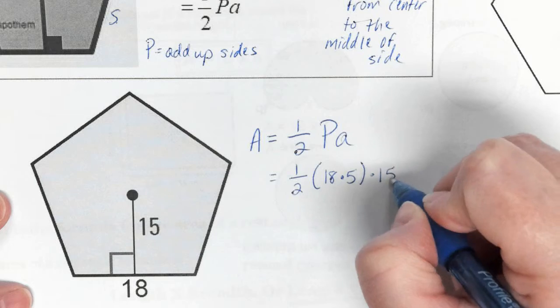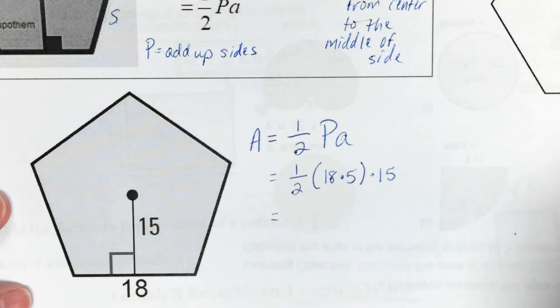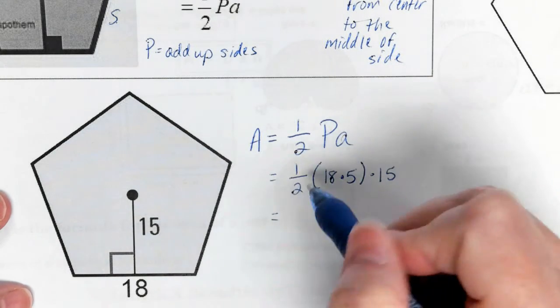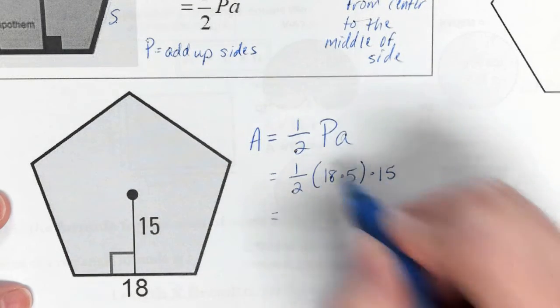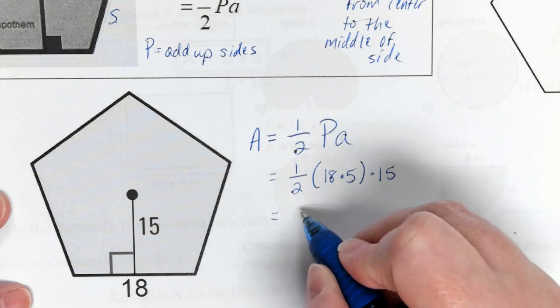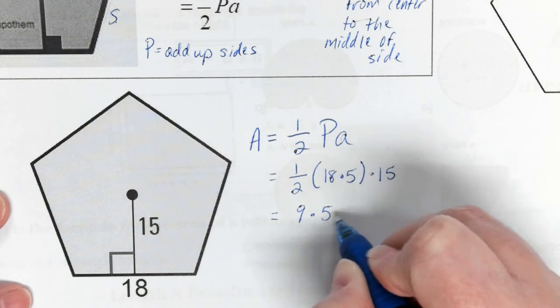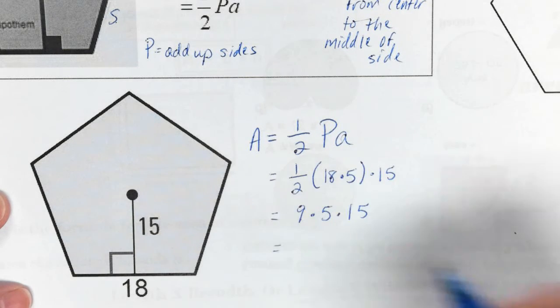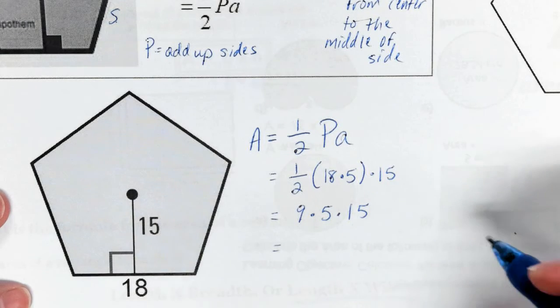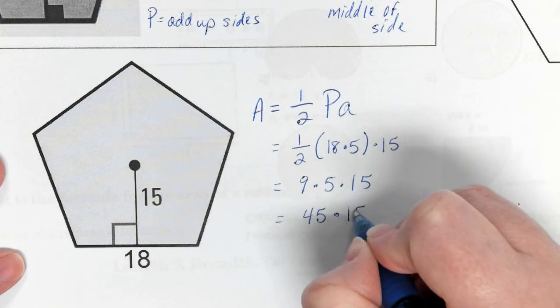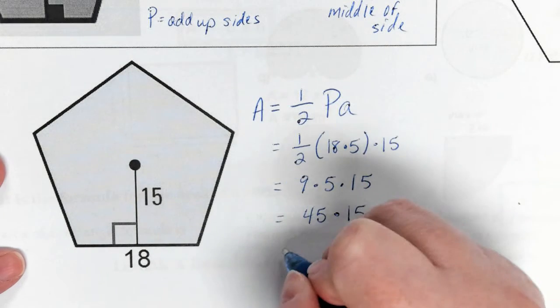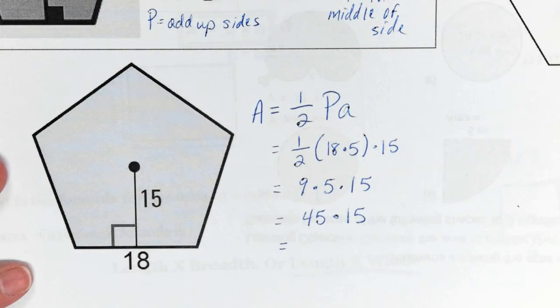It's 15. Okay? So, we've got to do some math here. It doesn't really matter the order because all of them are multiplying. Okay? So what's half of 18? 9. So we have 9 times 5 times 15. Anybody know what 9 times 5 is? 45. Yep. So 45 times 15. Now this one, I can't do in my head. Maybe you can, but maybe we need our calculator.